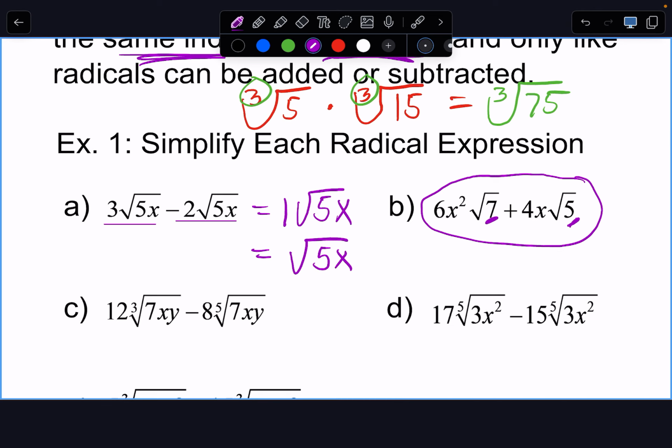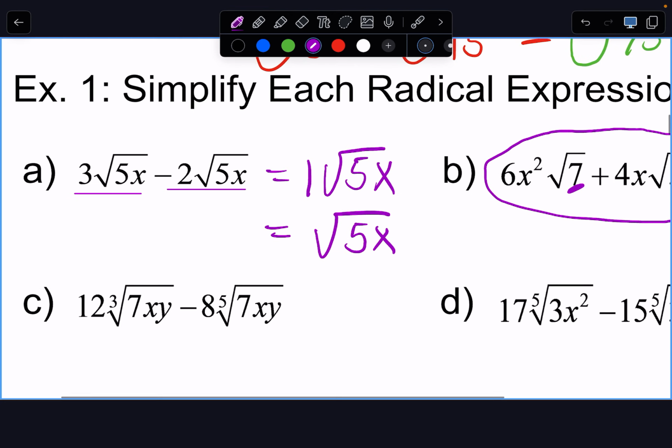How about C, guys? Can we do that one? Don't overthink it. What's the radicand of this guy? No, I'm sorry. That's my bad. What's the index there? What's the index here? 5. That's it. You can't do anything.